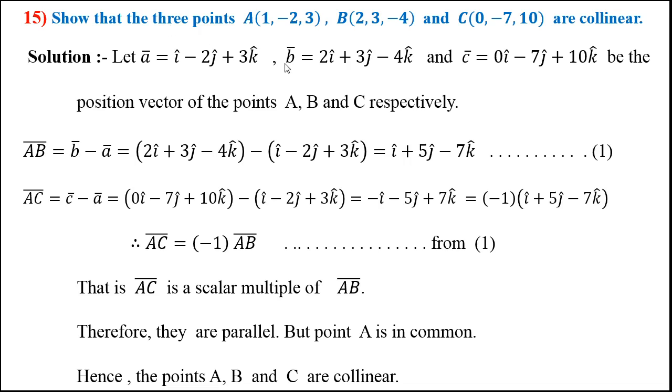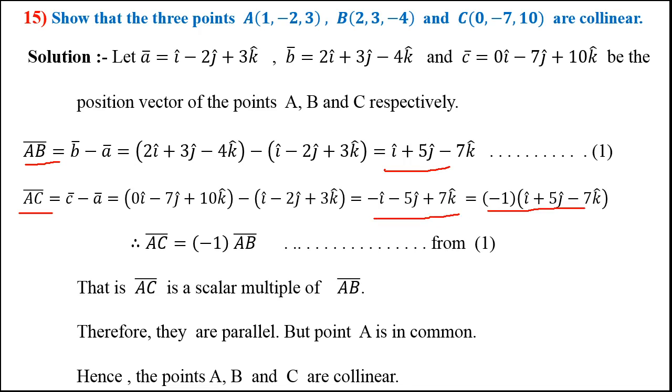Okay, now show that 3 points A, B, C are collinear. We have already solved one problem of collinearity. We write position vectors of points A, B, C. We find two vectors AB bar and AC bar. Here I have calculated AB bar and here AC bar is written.